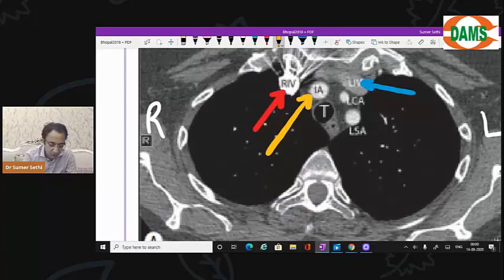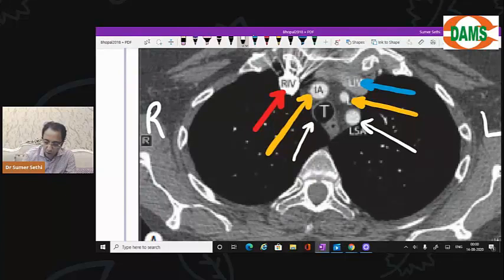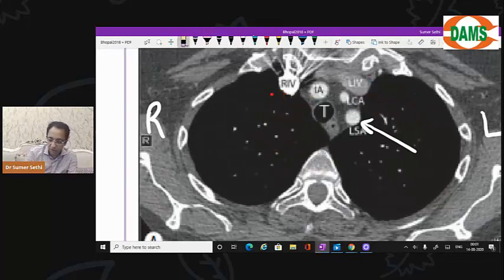Identify the structure marked with the arrow. Brachiocephalic or innominate artery. Structure marked with the arrow. Left common carotid. Structure marked with the arrow. Left subclavian. Trachea, esophagus. Okay, everybody able to do this? That is the superior mediastinum that I wanted you to identify.